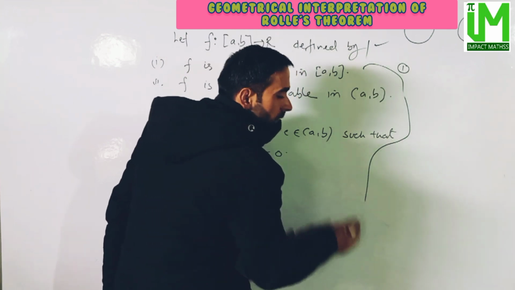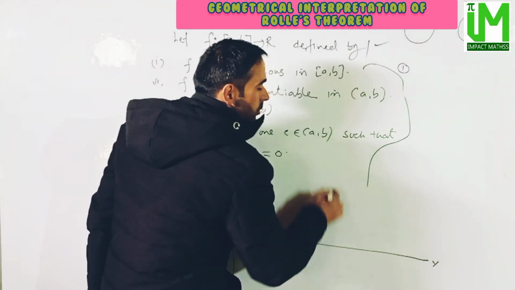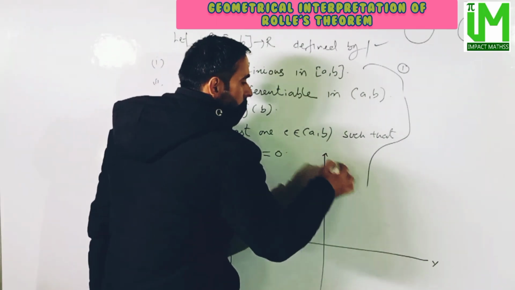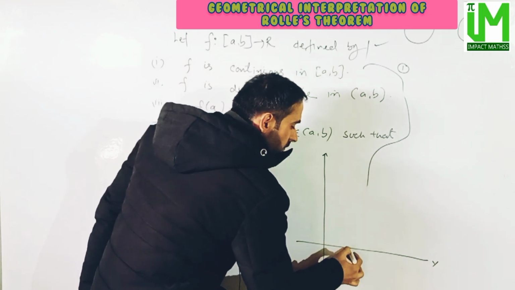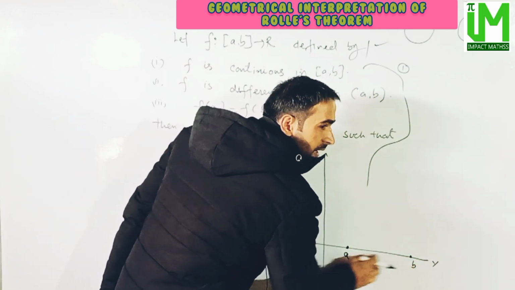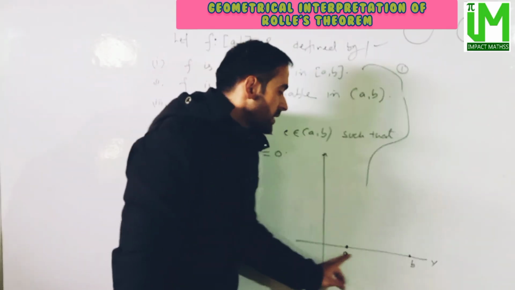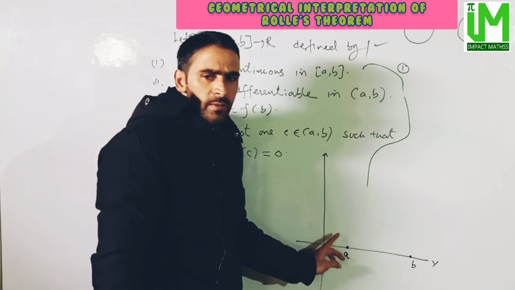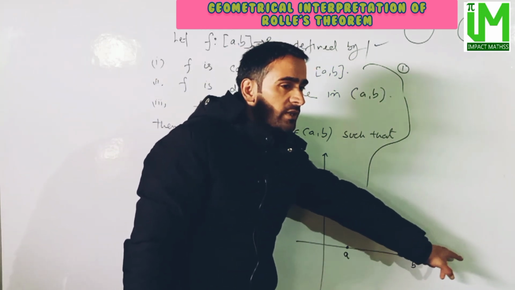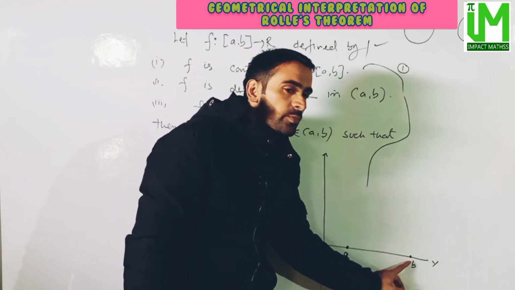If we draw the graph of the function, this is our x axis and this is our y axis. Say this is point A and this is point B. A and B may be anywhere on the x axis. A may be here, B may be there.